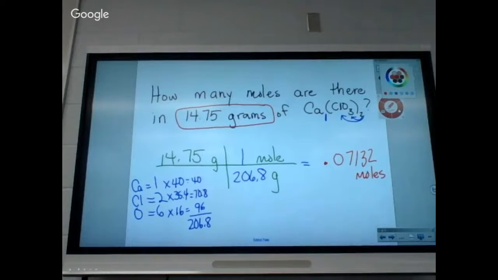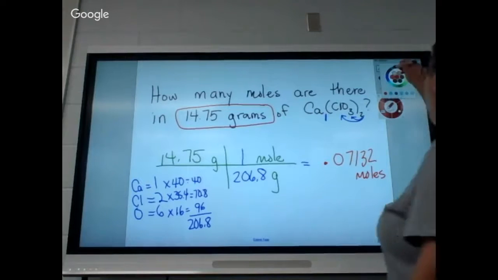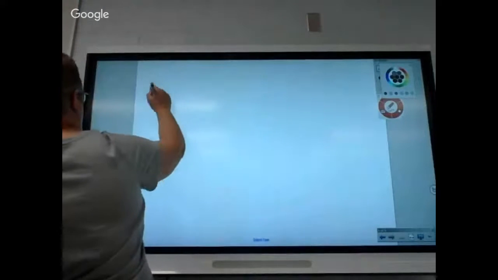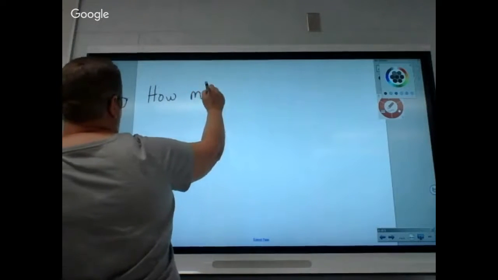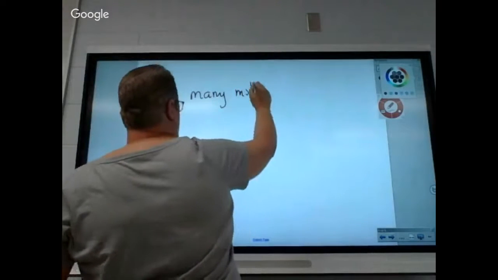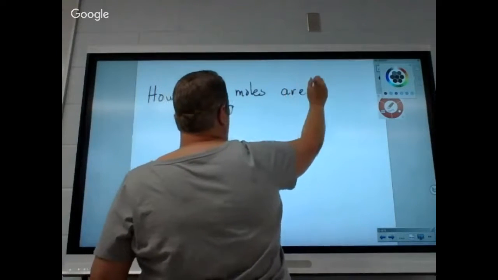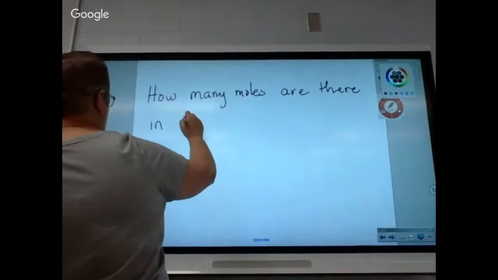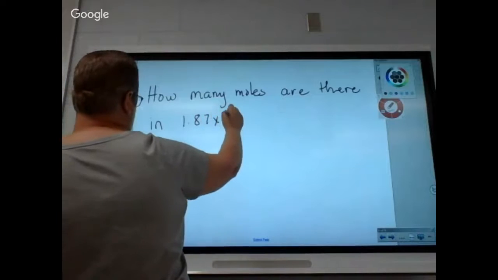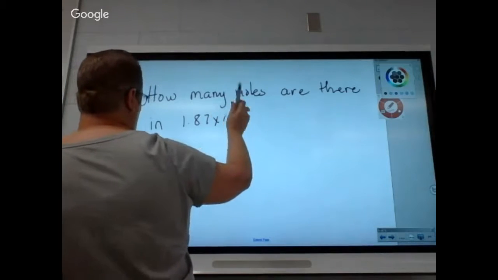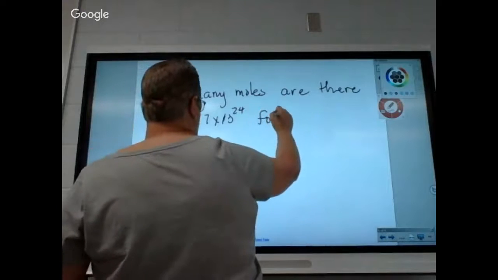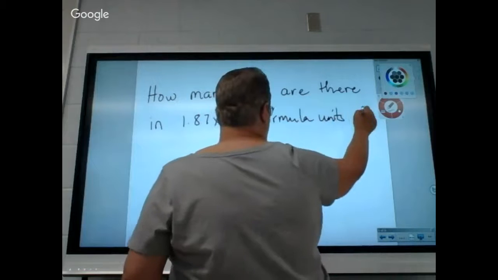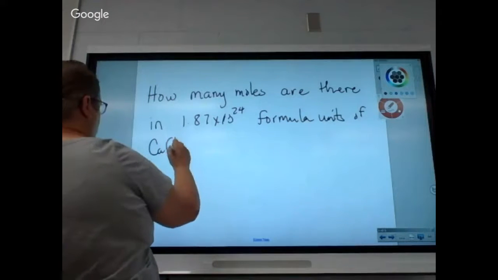All right, does everybody have what they need? All right, so to illustrate why I would not start with adding up formula mass: how many moles are there in 1.87 times 10 to the 24th formula units of calcium chloride?